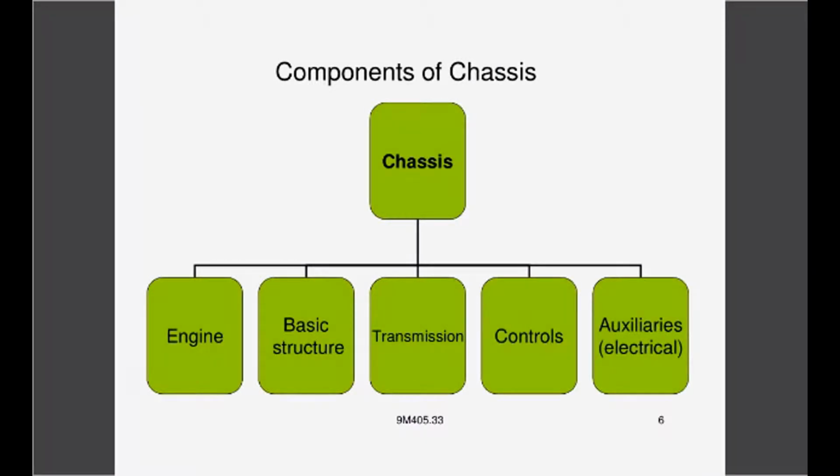The different components of the chassis are: the first one is engine, which is the prime mover by which the vehicle moves, and then the basic structure. All the components are mounted on this basic structure only. Then the next is transmission system. This transmission system is used to convey the rotary motion from the engine to the wheels. The next one is controls. Controls are used to control the direction of the vehicle, and at the same time they are used to control the speed of the vehicle. And then the auxiliaries. The auxiliaries are the extra equipment. They are also known as electrical equipment used for different purposes, which we will discuss.